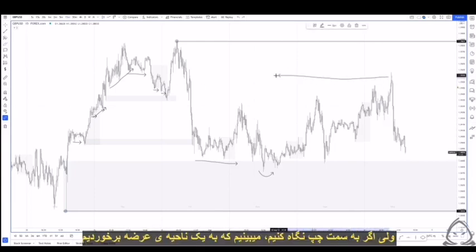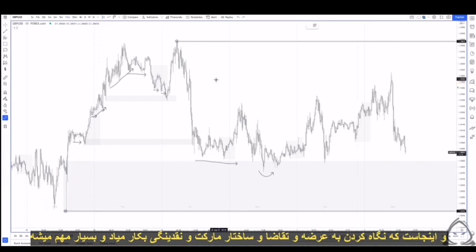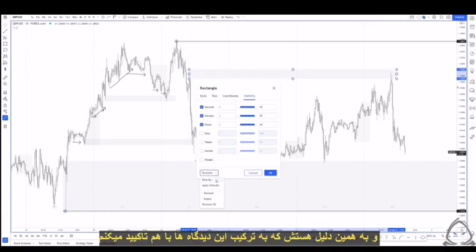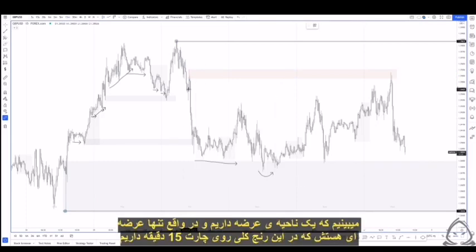But if we just look to the left, now what we can see is we're interacting with a supply zone. And this is where looking at supply and demand and market structure and liquidity comes into play and becomes incredibly important. And it's why I'll stress all of these concepts in combination with one another. So what we can see is we have this supply zone. It's really the only supply zone that we've seen in this overall range that's been created on the 15-minute chart.